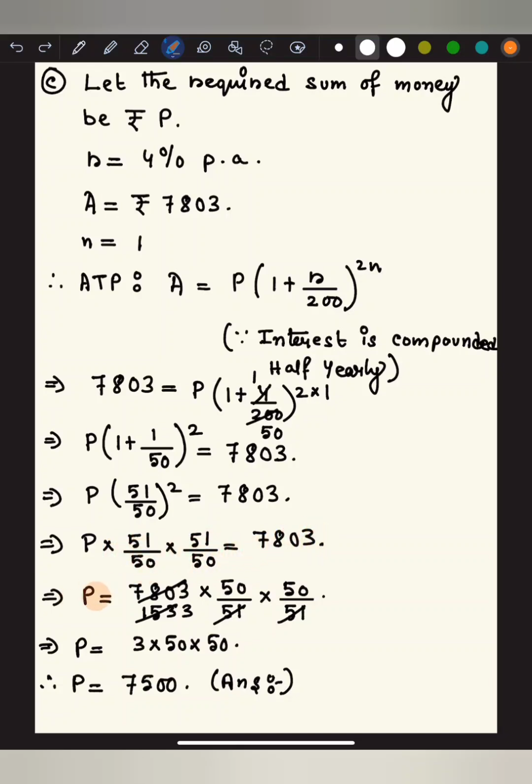Therefore P equals 7803 into 50 by 51 into 50 by 51. I have simplified this and got P equals 3 into 50 into 50, which equals 7500. This will be our answer.